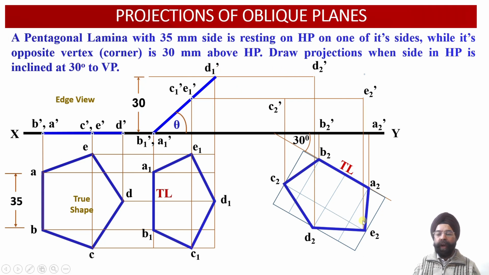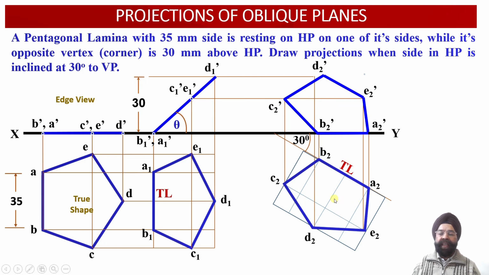And finally, through point E2, again we have drawn a vertical projector line and extended this till the point it intersects with the horizontal projector line drawn through the point E1 dash of the elevation projection view. So all the points of the elevation projection view of this oblique pentagonal lamina have been obtained. And once we join A2 dash, B2 dash, C2 dash, D2 dash and E2 dash, we obtain the front view orthographic projections of this oblique lamina.